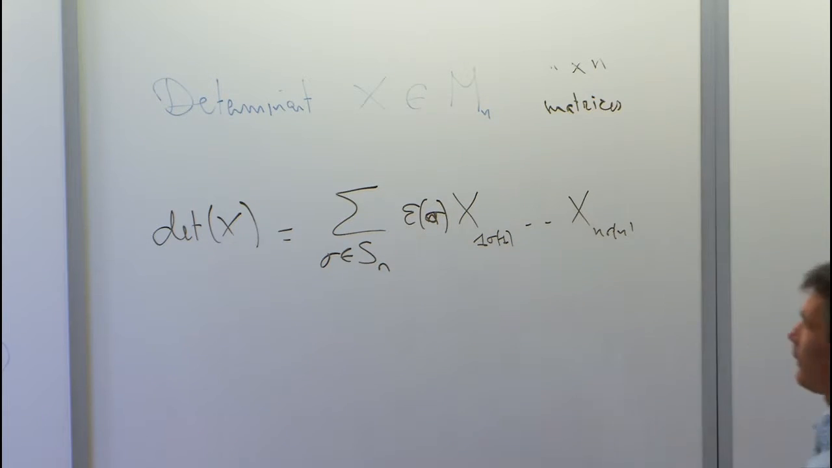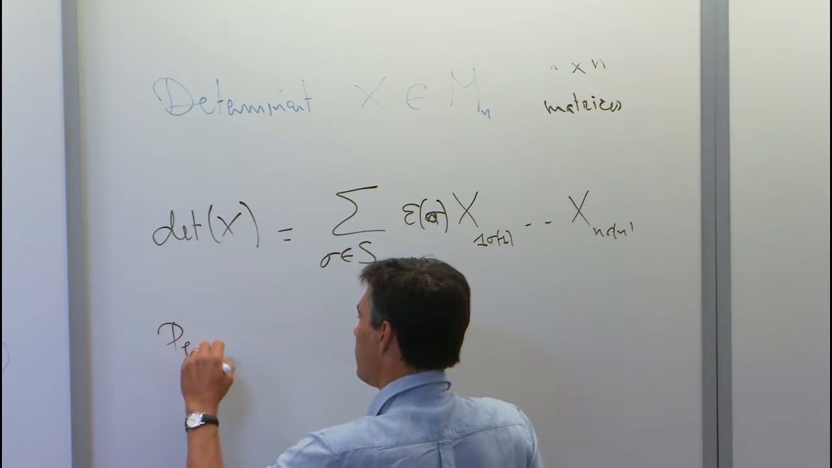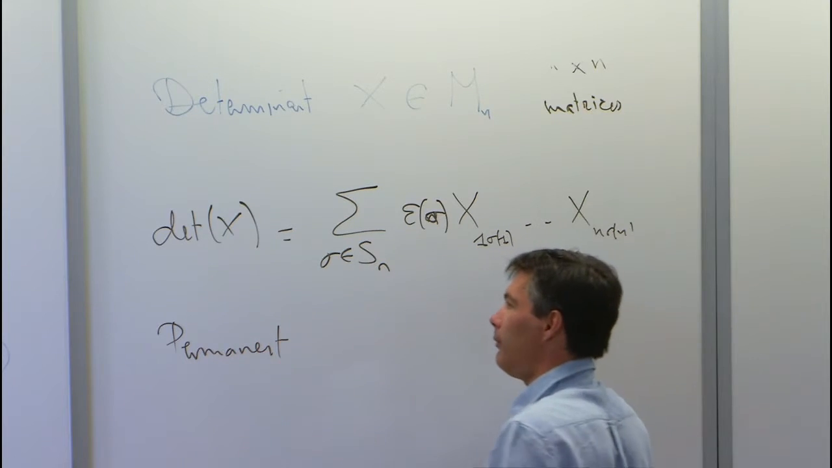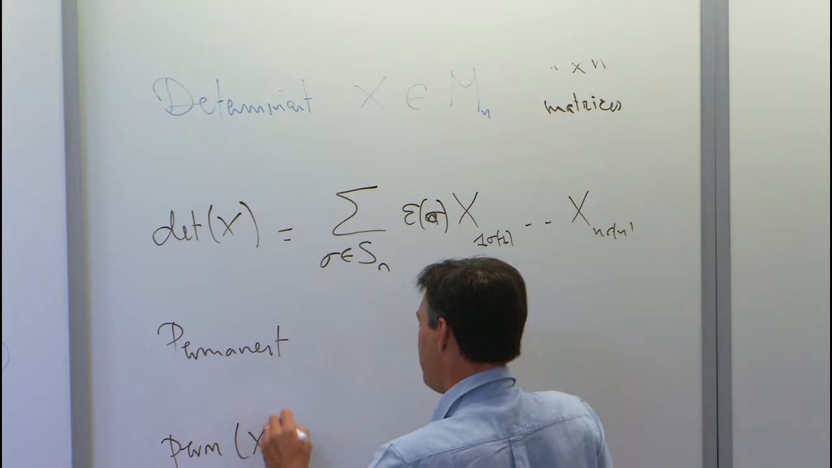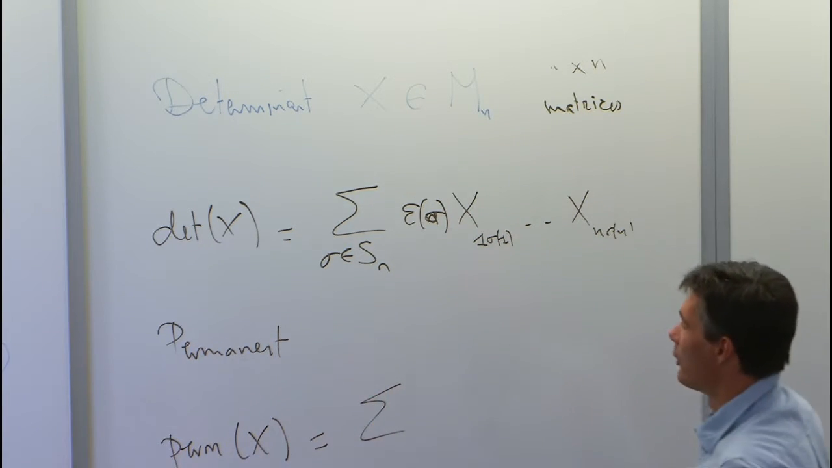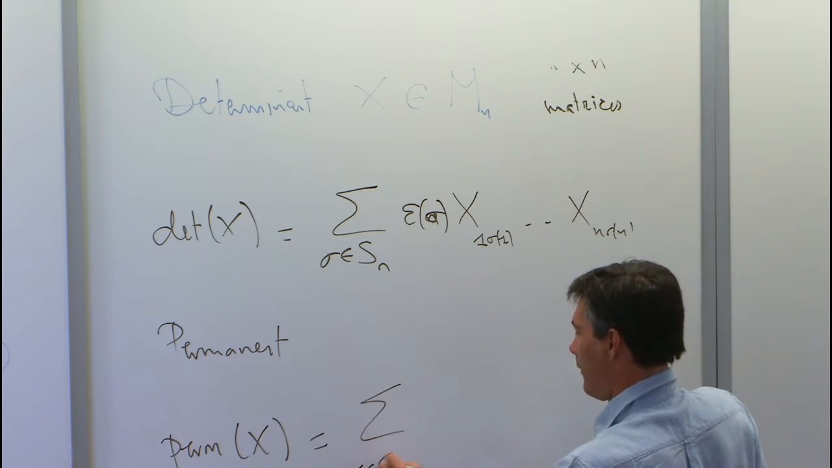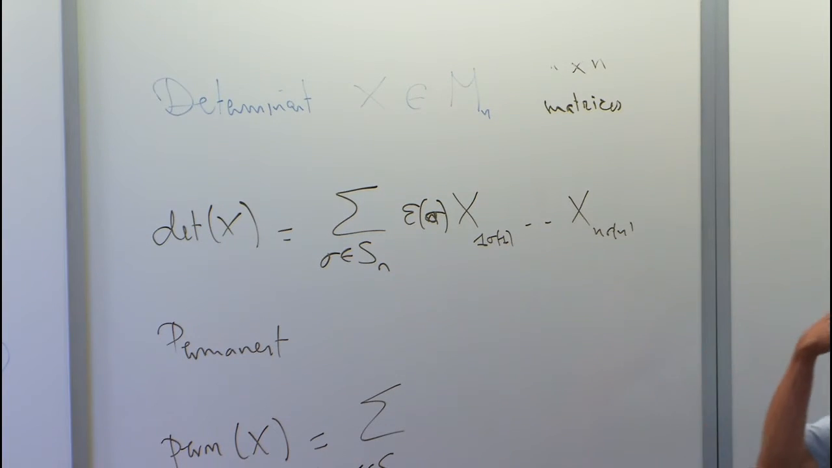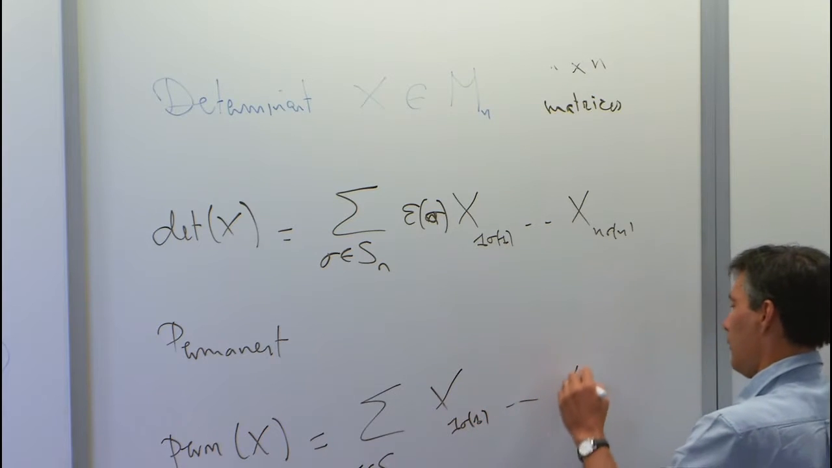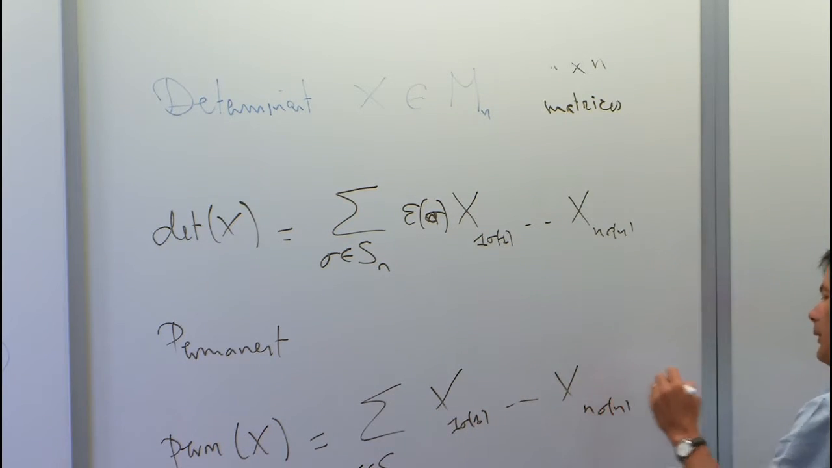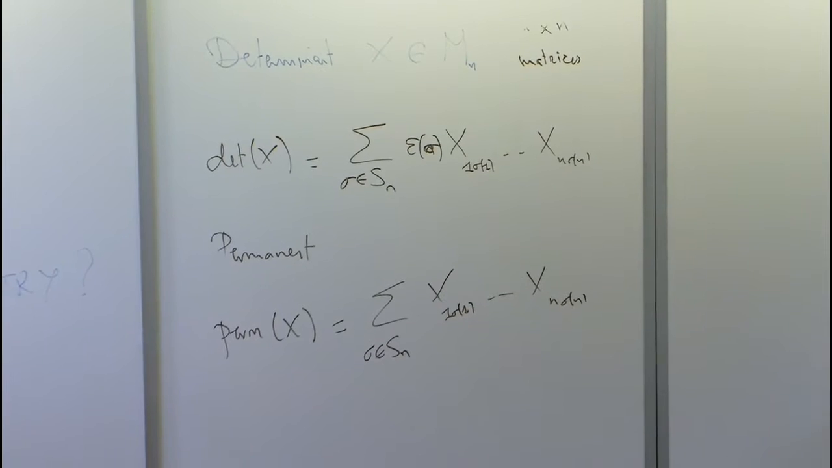Then the permanent is essentially the same polynomial on the matrices, except that we forget the signs. So even simpler. Just take the usual expansion, but you don't care about signs.